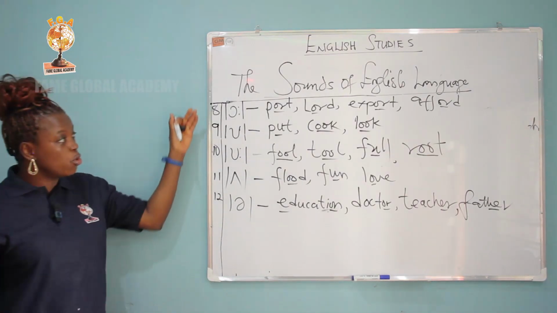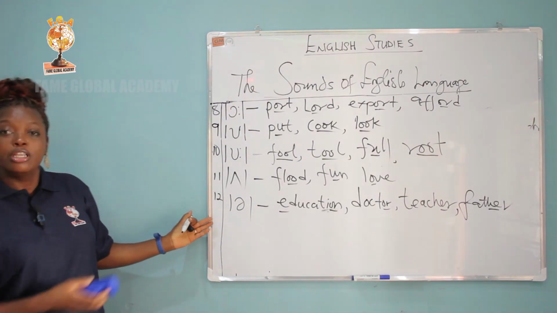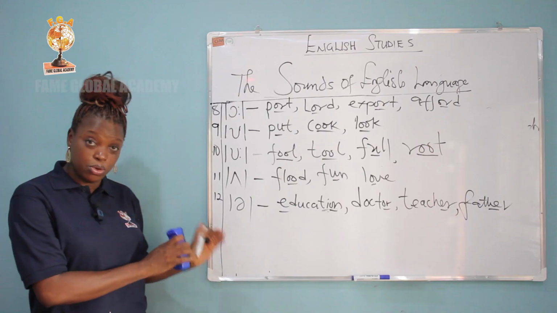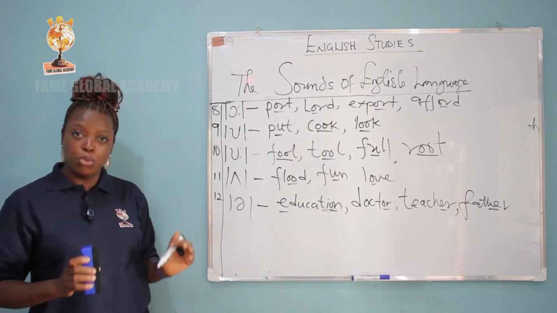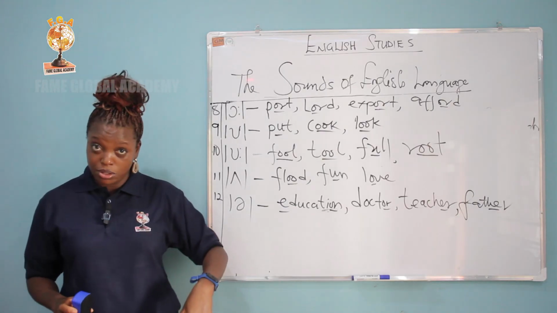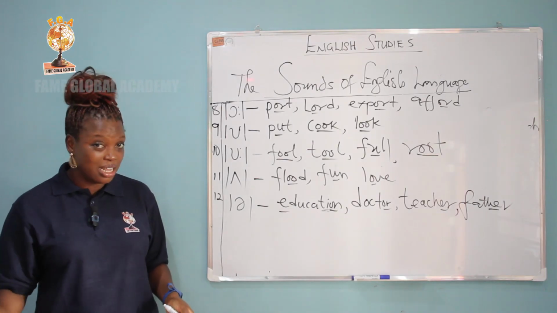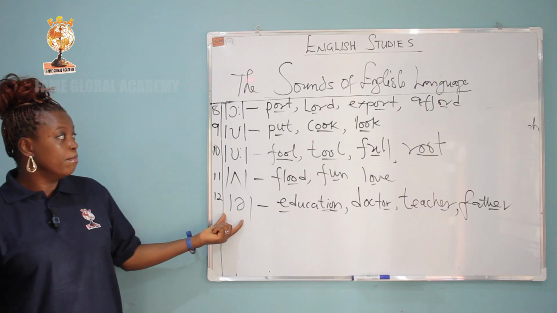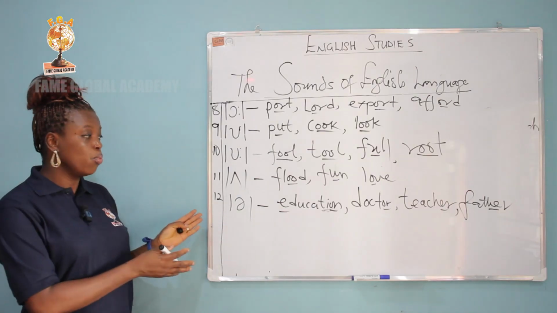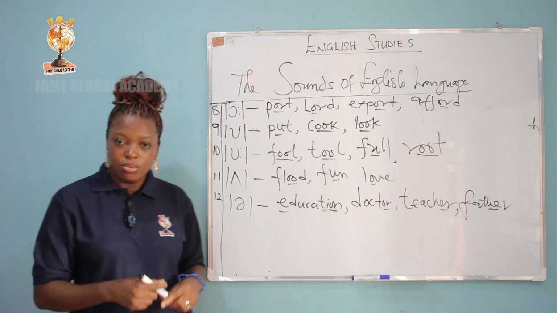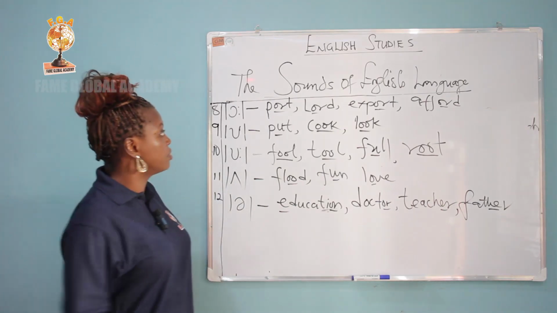Now, we are through with the monophones here. We're done with the monophones. The 12 monophones. Let's go to the diphthongs. Diphthongs are 8 in number, like I said earlier, while the monophones are 12. So we're through with the monophones. Let's move down to the diphthongs.